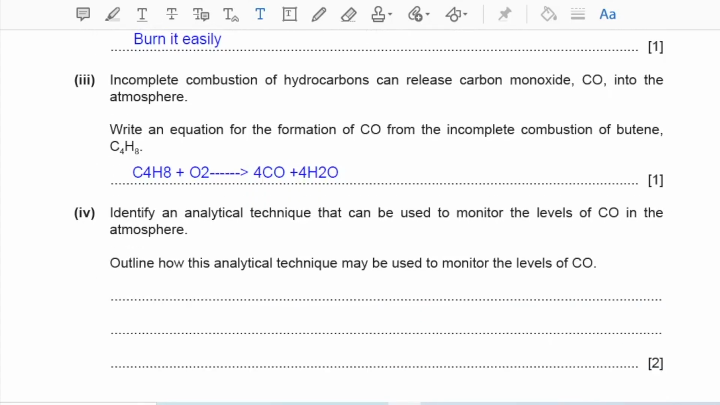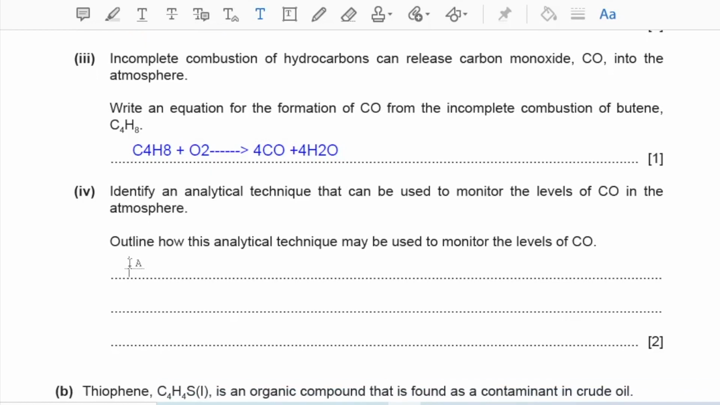Part 4, identify an analytical technique that can be used to monitor the levels of carbon monoxide in the atmosphere. Outline how this analytical technique may be used to monitor the levels of carbon monoxide. So to monitor the levels of them in the environment, we can use infrared spectroscopy. And what property of it will be differentiating the levels of carbon monoxide which is present in the atmosphere, that is by comparing their wavelengths.